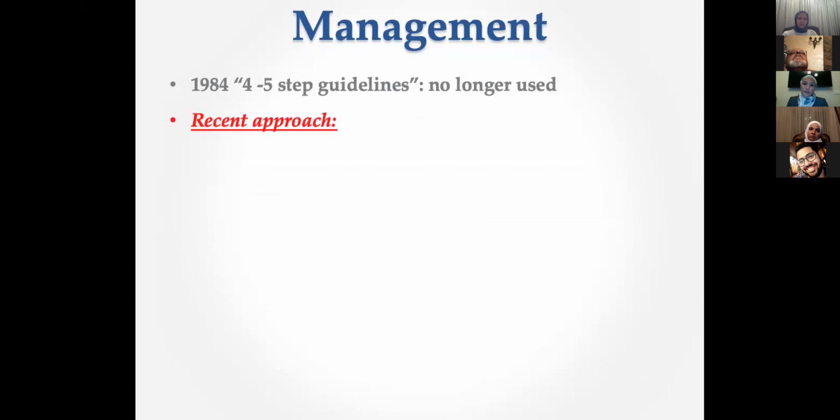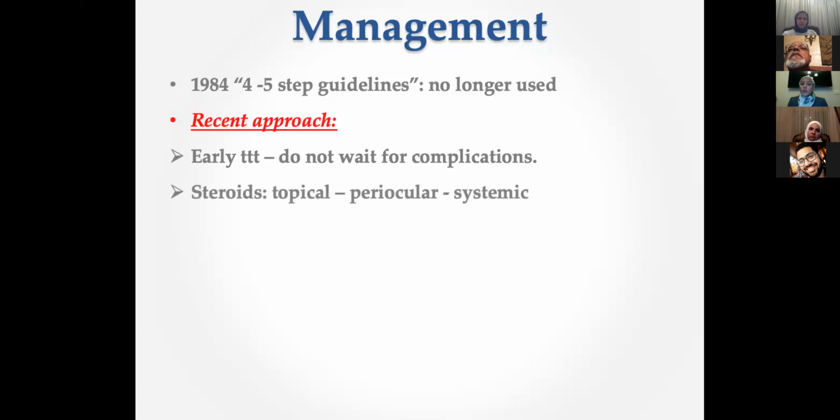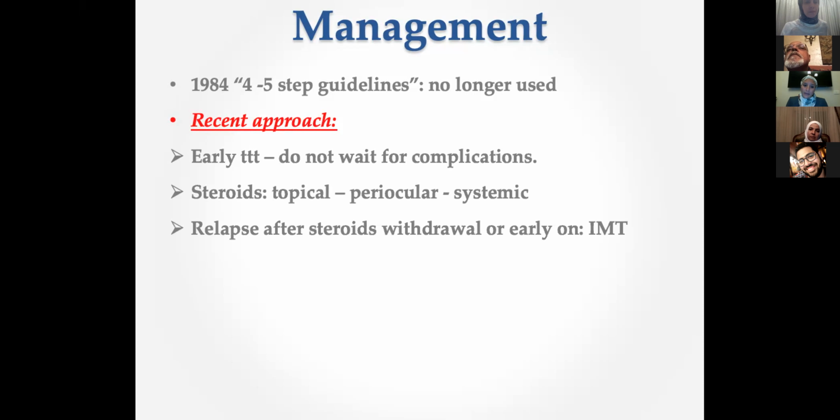Their management guidelines, in the old days, had 4 to 5 step guidelines. It's no longer used. The recent approach is that we start the treatment early and we do not wait for complications to occur. Steroids are the mainstay of treatment in all of its forms, and if the patient relapses after steroid withdrawal or even early in the disease, we can start steroid-sparing immunomodulatory therapy.